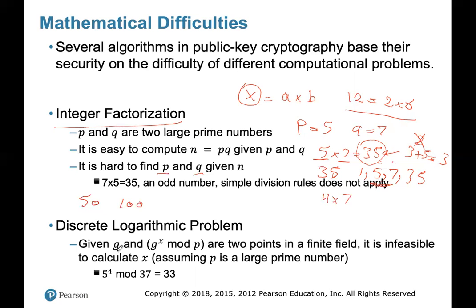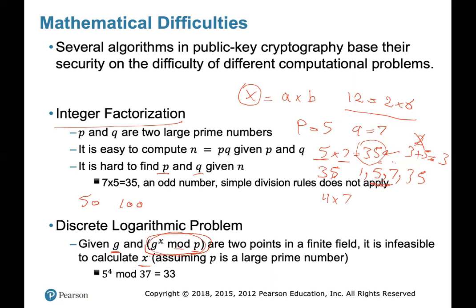It says, given G and the number G to the power of X mod P, where P is a large prime number, it is infeasible to calculate X. If I give you G, which is any number, and I calculate G to the power of some number X, and then take the mod with respect to a prime number P, and give that number to you as well.